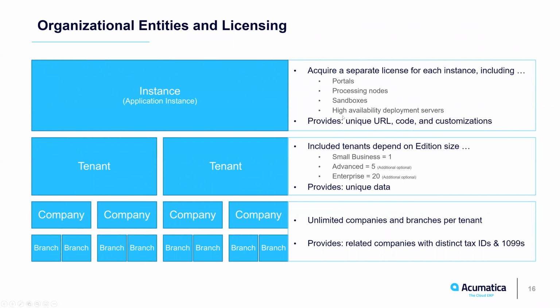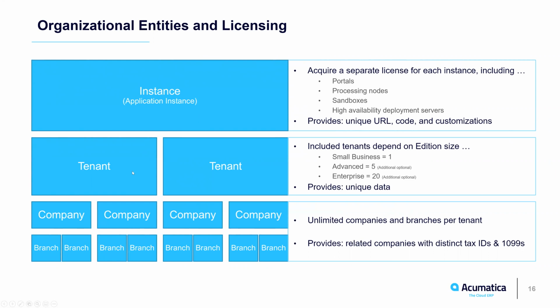And then if you're doing high availability deployments, you might have multiple instances. So just remember that it's one license per instance, right? So that's where your license is tied to, okay? And then within this instance, you basically have one database, right, which holds all your information. And within that database, you may have one or more tenants.